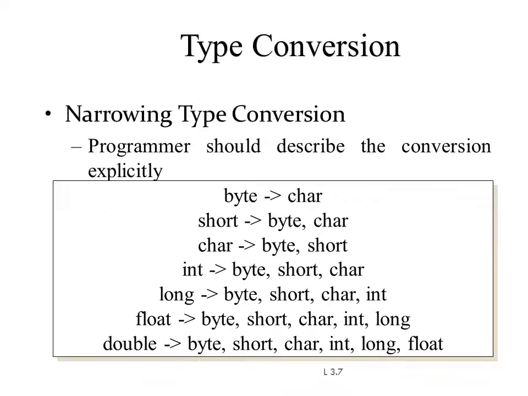Next, narrowing conversion. Narrowing conversion decreases the number of bits for the data type. Byte will be converted to char, short will be converted to byte or char, char to byte or short, int to byte, short, char, etc. If you decrease the number of bits used to represent the data, then automatically data loss will occur in narrowing conversion. We have to keep in mind that data loss may happen when we perform narrowing conversion.